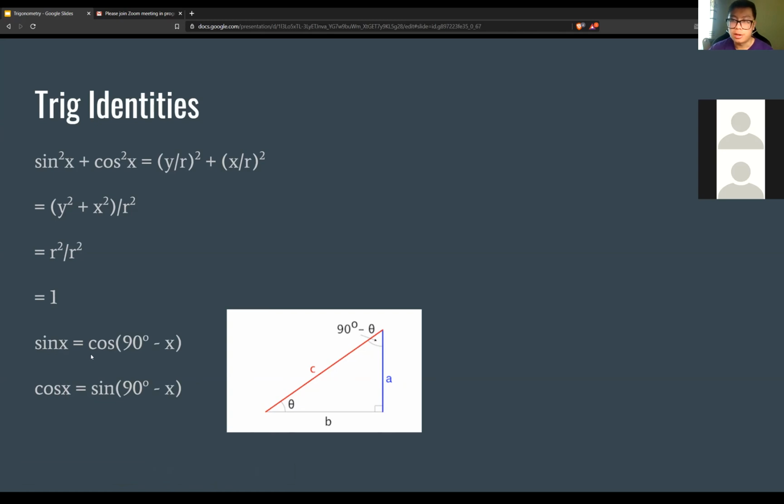Now let's look at cosine of 90 minus theta. Cosine is adjacent over hypotenuse. The adjacent side is a, and the hypotenuse is c, so this is also equal to a over c. That means sine of x is cosine of 90 minus x. Same thing for cosine of x. Cosine of theta here is b over c, the adjacent side. Sine of this angle right here is opposite divided by hypotenuse, and the opposite is also b. So that means these two trig ratios are equal.